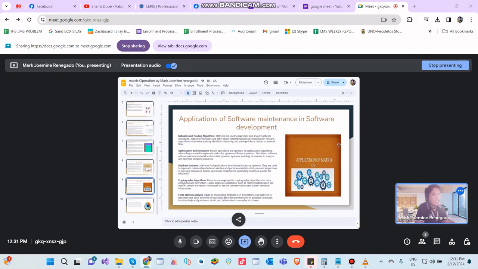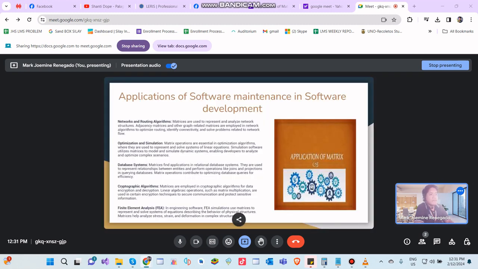So next is database systems. Matrices find application in relational database systems. They are used to represent relationships between indices and perform operations like joins and projection in querying databases. Matrix operations contribute to optimizing database queries for efficiency.